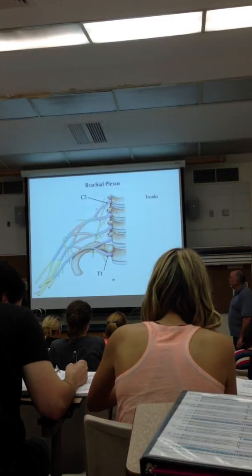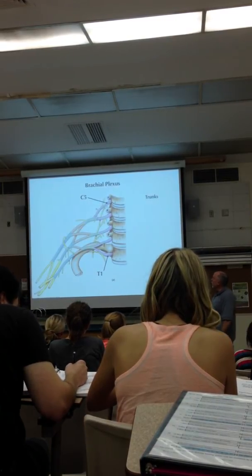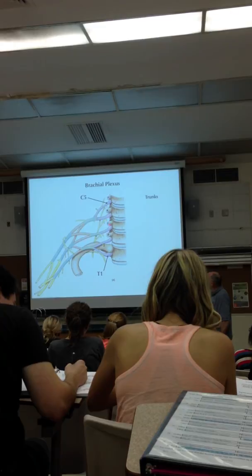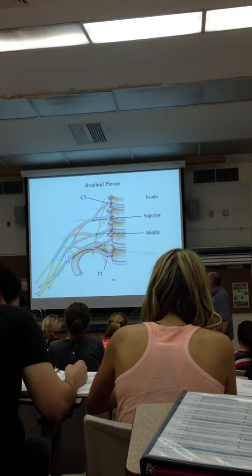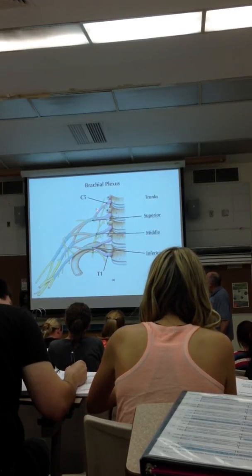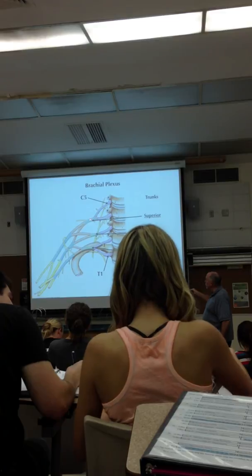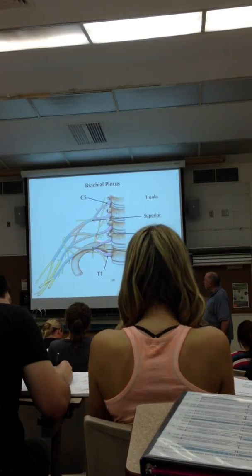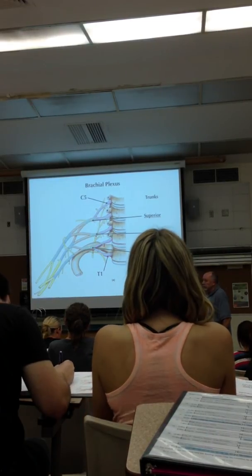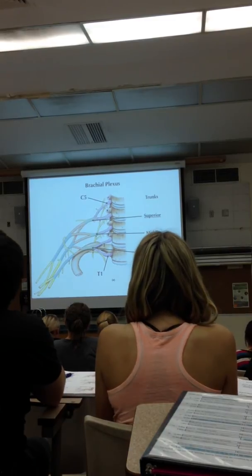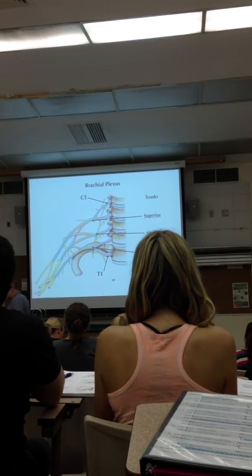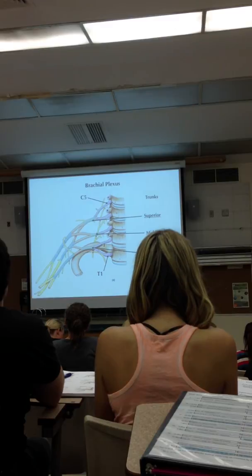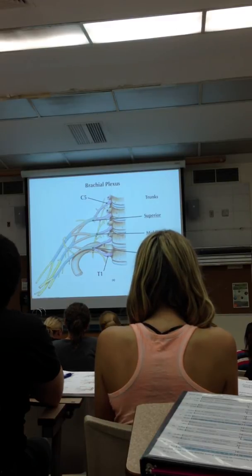So here they are, C5, 6, 7, 8, T1, and they come out and they form the superior trunk, middle, inferior. And so C5 and C6 form that first superior trunk, C7 alone, C8 and T1 form that trunk. So that's the first thing that you need to know about the brachial plexus. C5 through T1, superior, middle, inferior trunks, and what contributes to it.